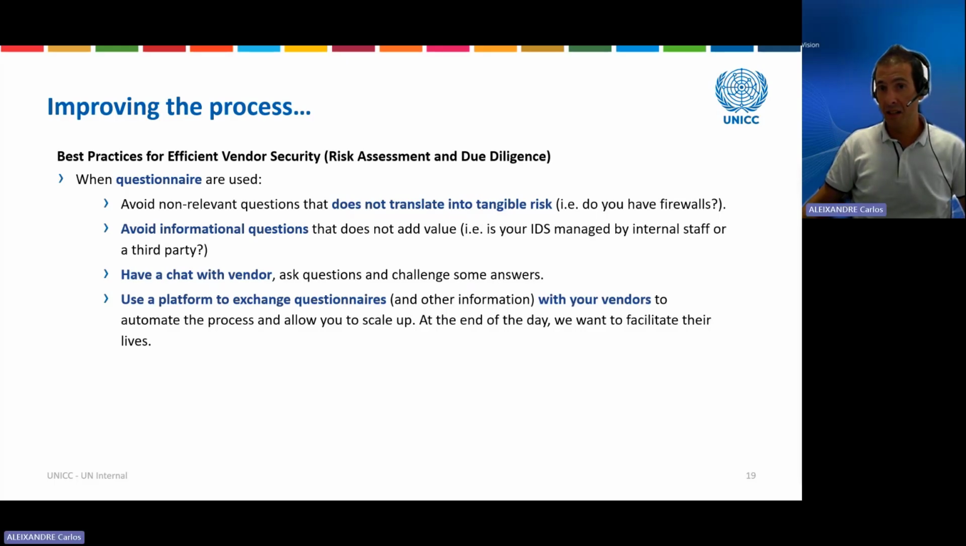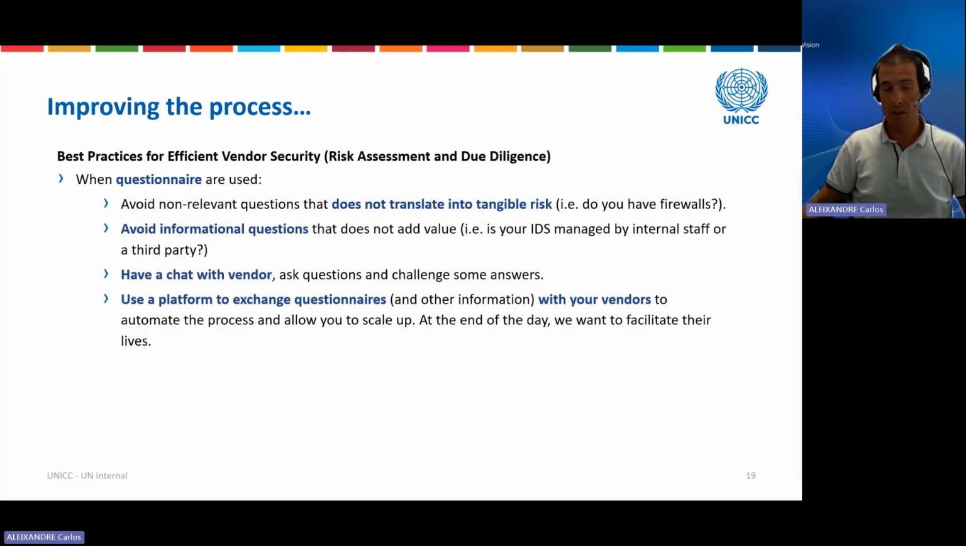Then, as I said, having a chat with the vendor to ask questions and challenge some answers, I think this is a good practice. So you really get a sense of their security posture, and also using a platform to exchange questionnaire and other information with your vendor, so you can automate the process, you can scale up, and you can have better management of the information.